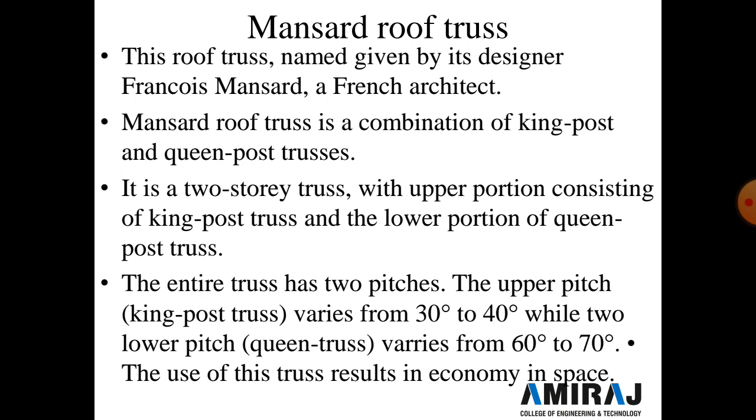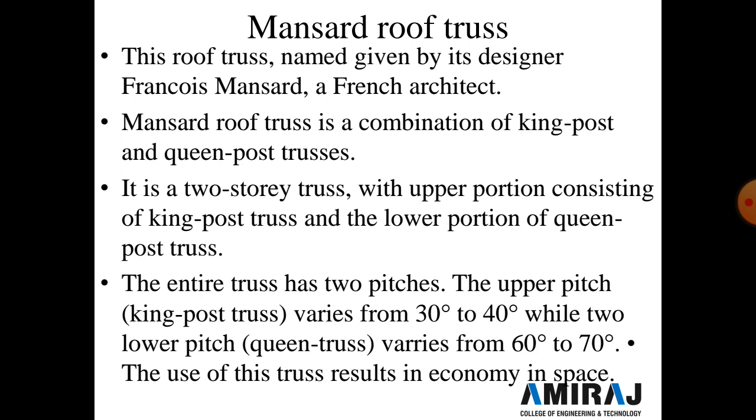Another type of truss is the mansard roof truss. This roof truss's name was given by its designer, Francois Mansard, a French architect. The mansard roof truss is a combination of the king post and queen post trusses. It is a two-story truss with the upper portion consisting of a king post and the lower portion consisting of a queen post truss. So the entire truss has two pitches.